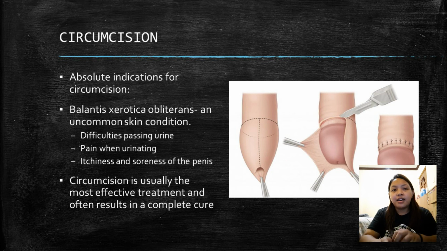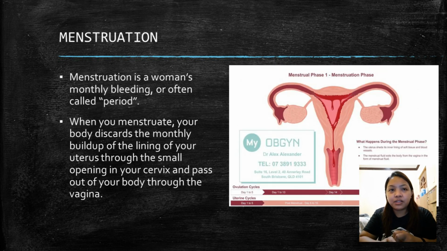Next, we're going to tackle menstruation. Female menstruation. Menstruation is a woman's monthly bleeding, often called a period. When you menstruate, your body discards the monthly buildup of the lining of your uterus through the small opening in your cervix and passes out of your body through the vagina.